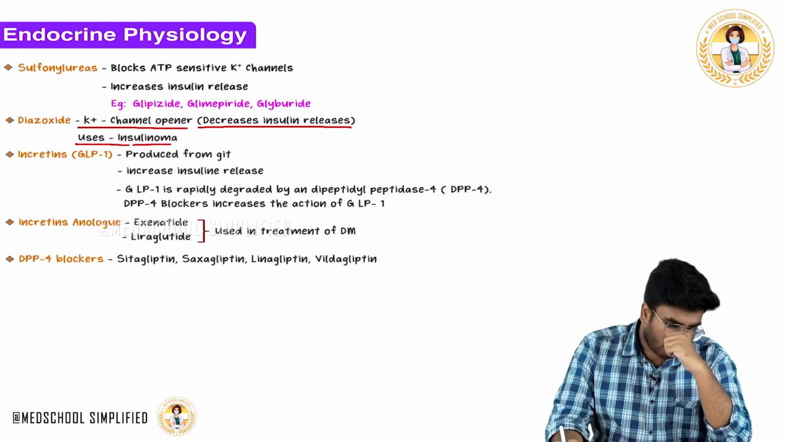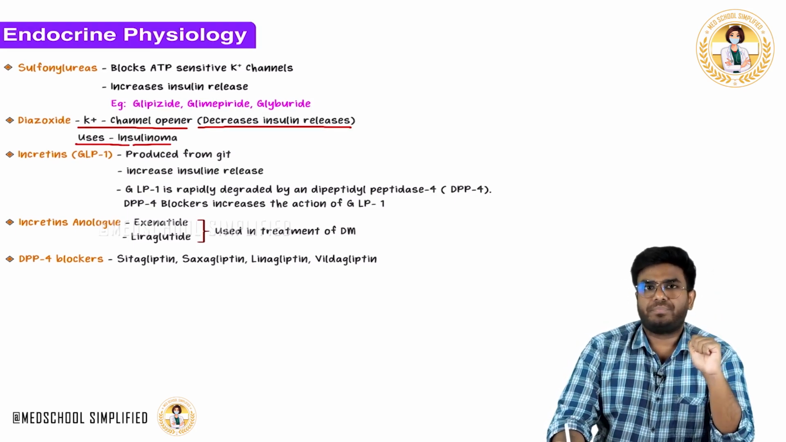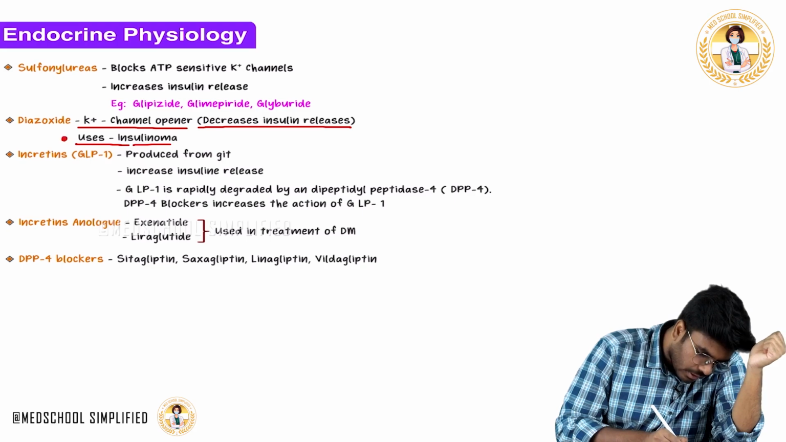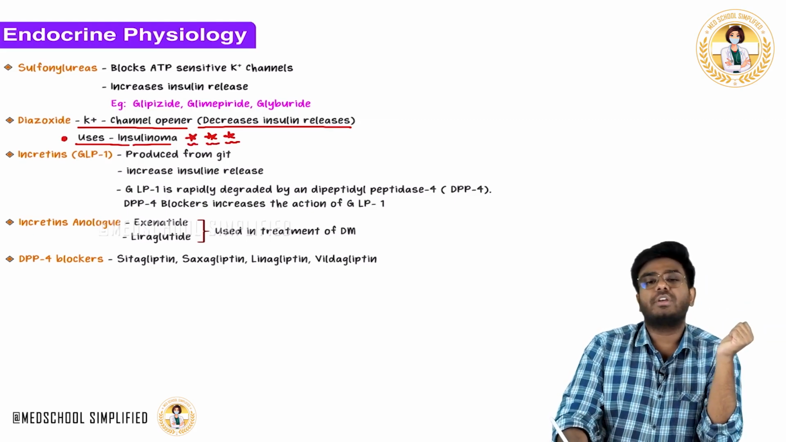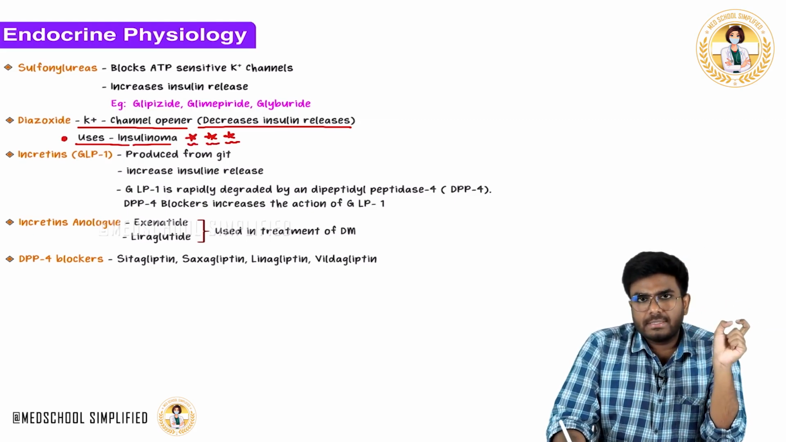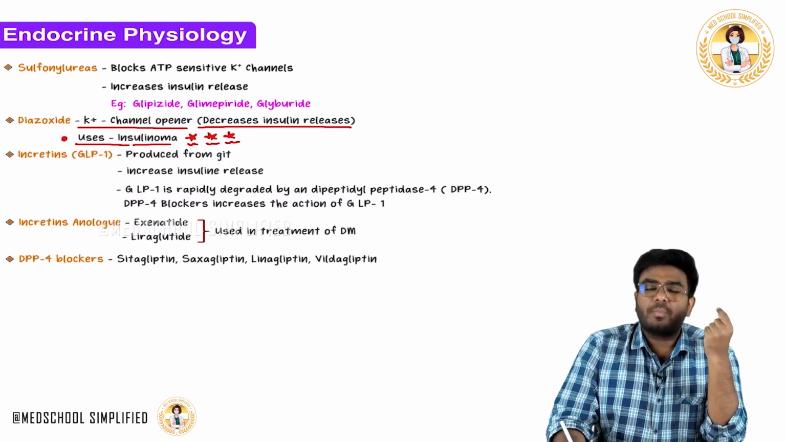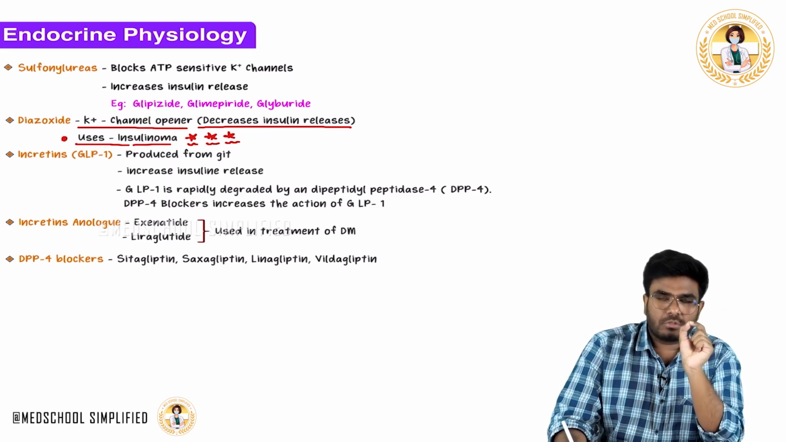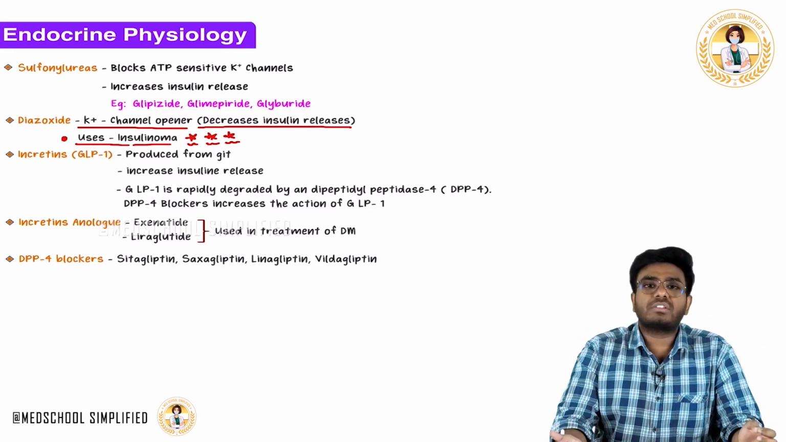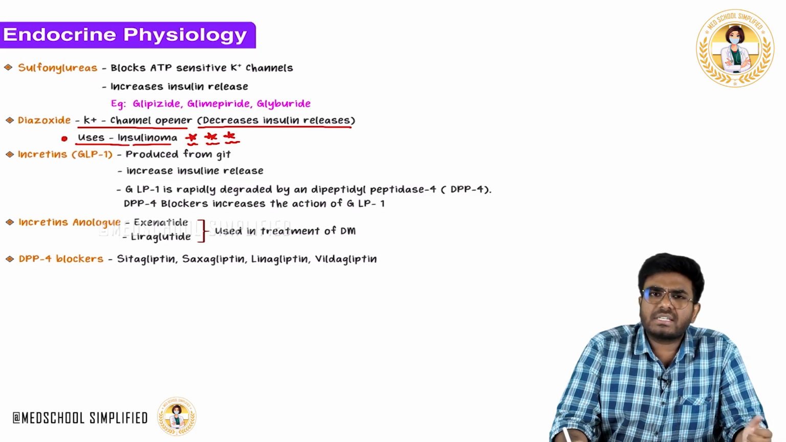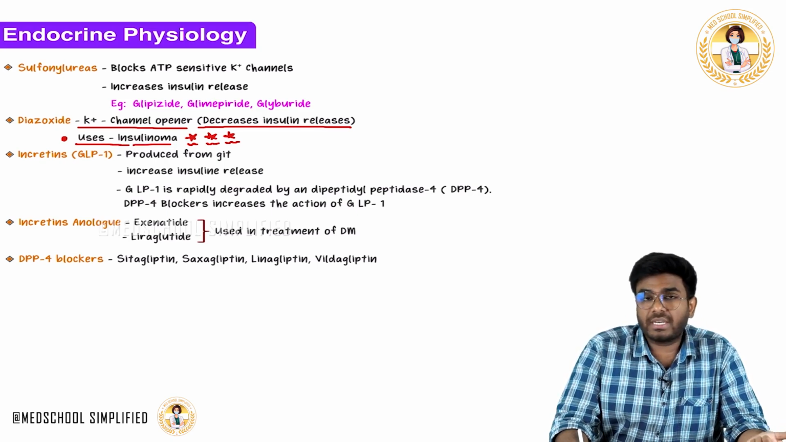Well and good. Now, in which condition are we going to use this diazoxide? Diazoxide is used in the treatment of insulinomas. So what is this? Insulinoma is a tumor of beta cells of the pancreas which is releasing excessive quantities of insulin. And whenever there is excessive insulin, that will cause hypoglycemia, and because of the severe hypoglycemia, the patient can even go into a coma.